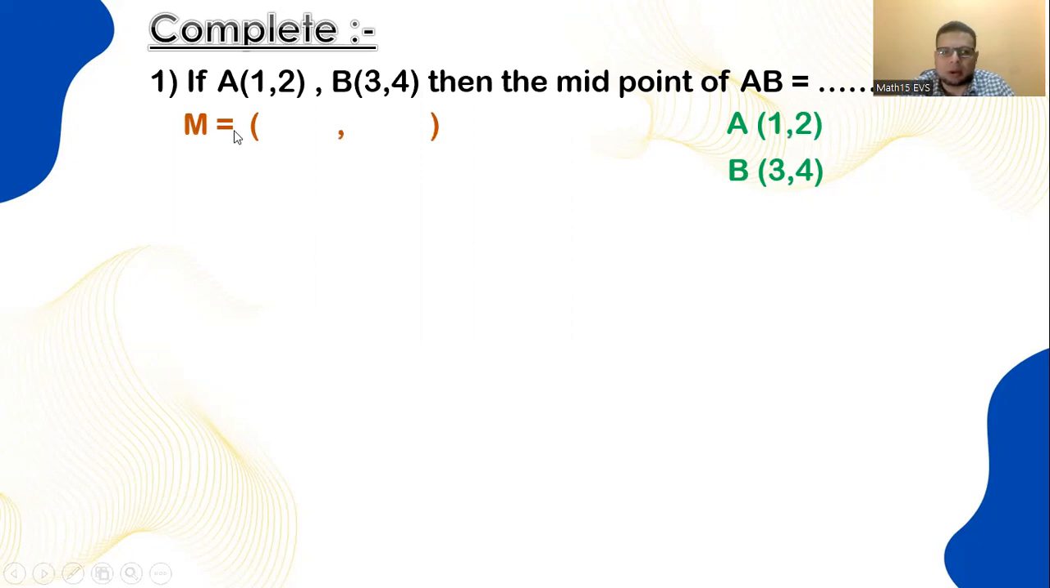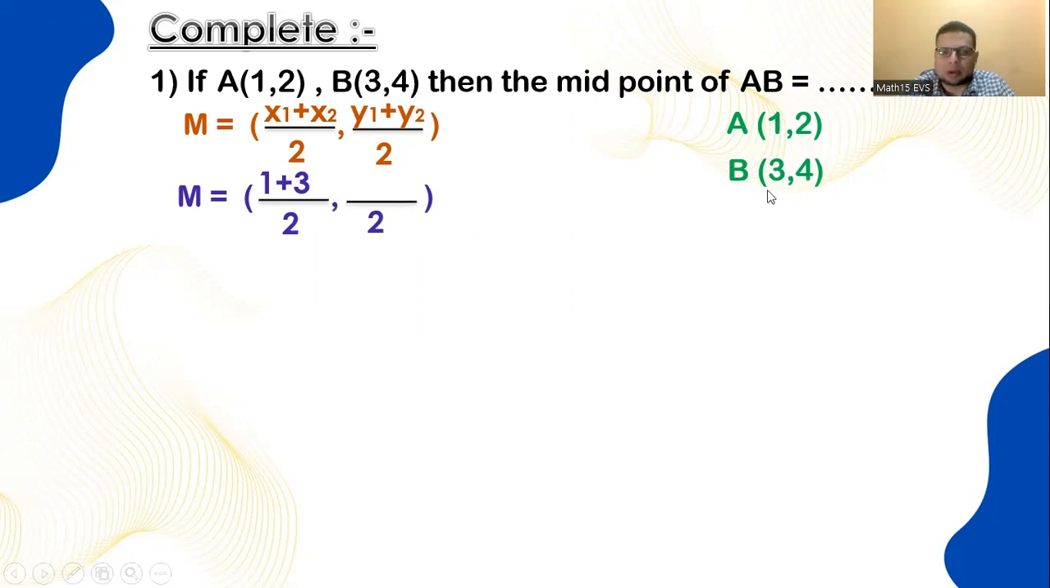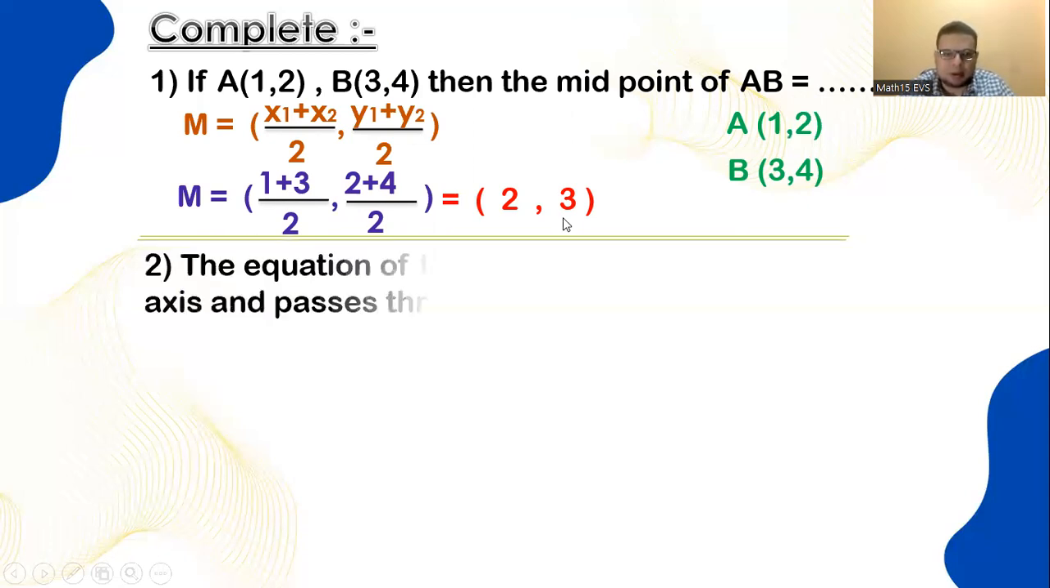M, this is the midpoint between A and B. You remember that it is (x1 plus x2) over 2 and (y1 plus y2) over 2. So 1 plus 3 over 2, that is 4 divided by 2, will be 2, and 2 plus 4, 6 divided by 2, will be 3. So the midpoint is (2, 3). Next question.